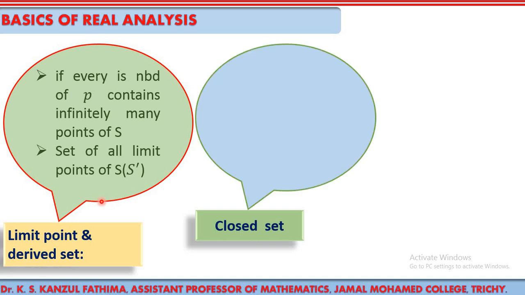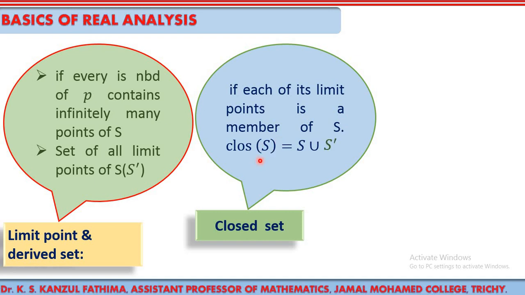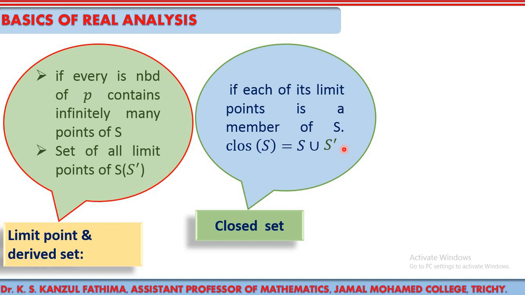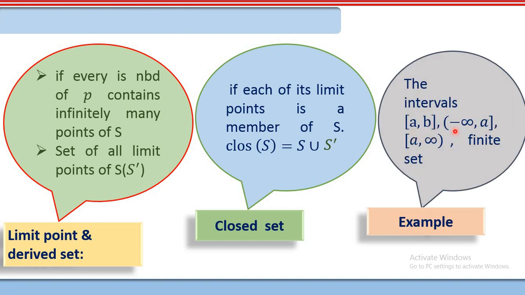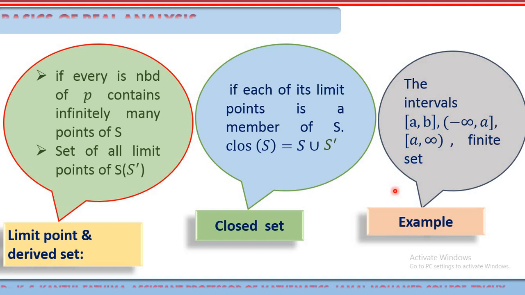Next one is closed set. If each of its limit points is a member of S, then the set is said to be a closed set. And the closure of S is equal to S union the set of all limit points S dash. Example, the closed interval [a, b], (minus infinity, a], [a, infinity), and finite sets are all examples of closed sets.